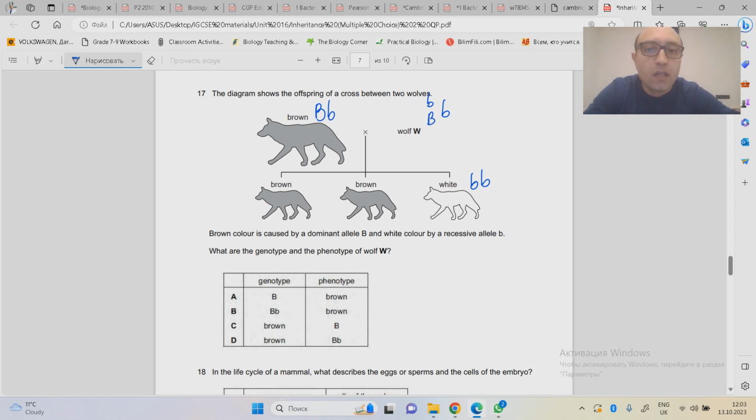So let's see. What are the genotype and phenotype of Wolf W? So as I said, Wolf W minimum must contain one small b. So genotype can't be brown, guys, because brown is phenotype, and there's no genotype with one letter in this, like for parents, it's B.